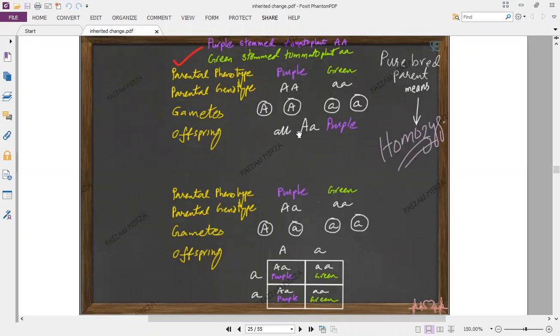Now, if you cross this F1 offspring, Aa, with the recessive parent, aa, you will get 50% Aa and 50% aa, the same thing that I just discussed with the black guinea pig.